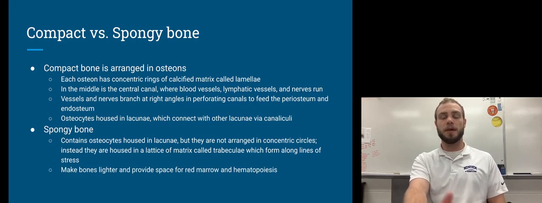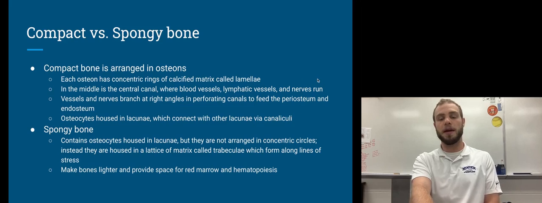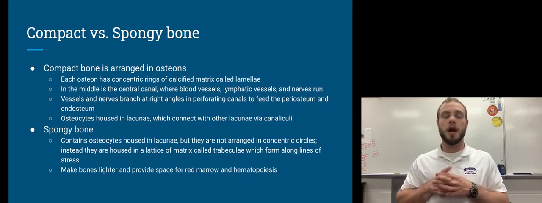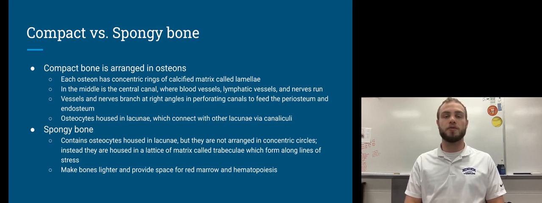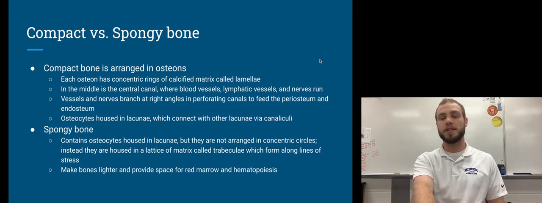But spongy bone is different than compact bone because it does have those spaces from that crisscross pattern, which is going to help make sure bones are light enough that your muscles can actually move them. And it also provides the space to house red marrow and allow for hematopoiesis, or the production of red blood cells, to occur.